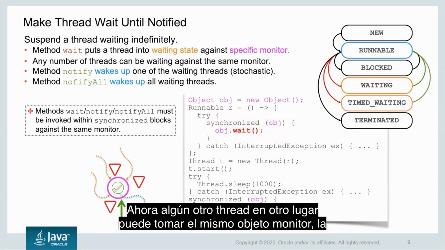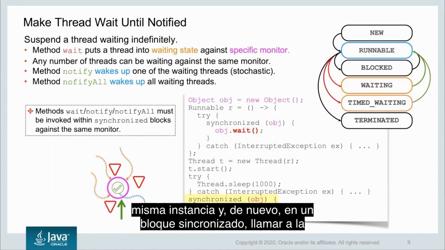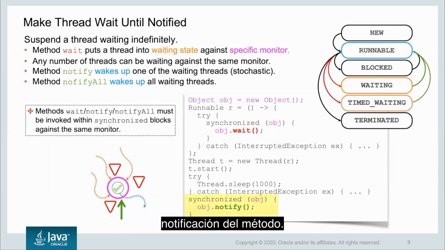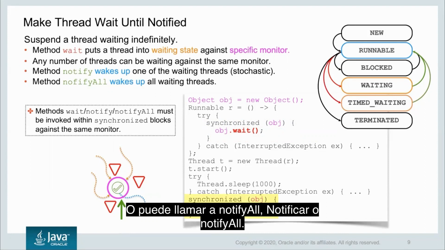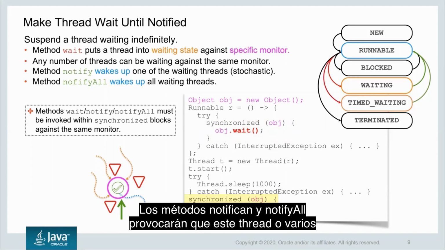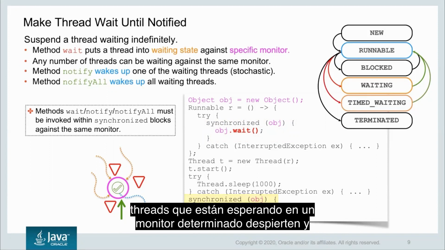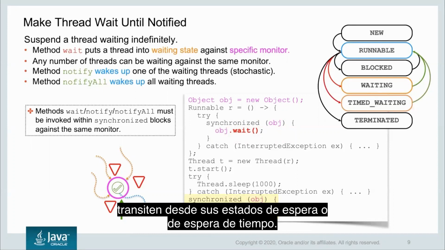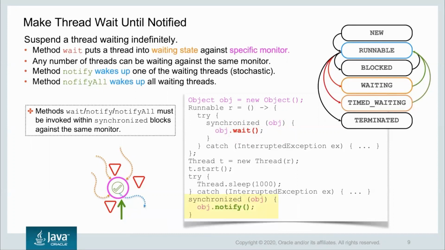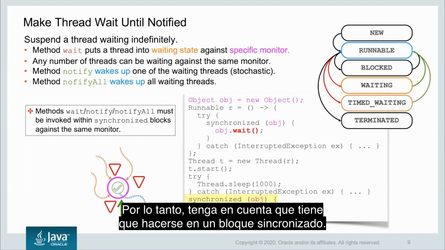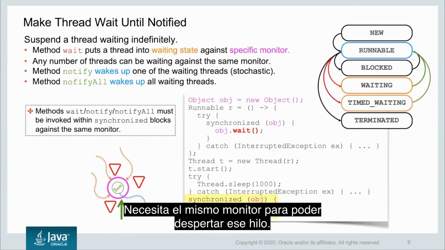Now, some other thread somewhere else may take the same monitor object, the same instance, and again in a synchronized block, invoke the method notify, or you could call notifyAll. The method notifyAll will cause this thread or multiple threads that are waiting against a given monitor to wake up and transition from their waiting or timed waiting states. Note that it has to be done in a synchronized block against the same monitor in order to be able to wake up that thread.